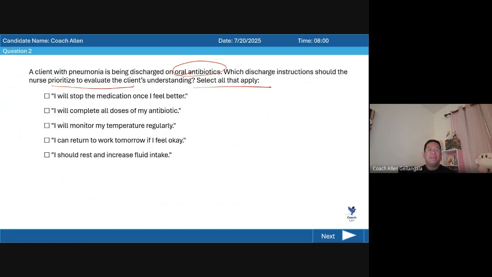Let's begin. First of the choices, again, let's apply yes or no. Oral antibiotics is your main subject, and then we are being asked which of the following should we evaluate the client to have a good understanding of the medication. I will stop the medications once I feel better. Is it good to stop oral antibiotics if you feel better? Yes and no. See in the chat, because I'm also running Google Meet. Okay, let's see in the chat.